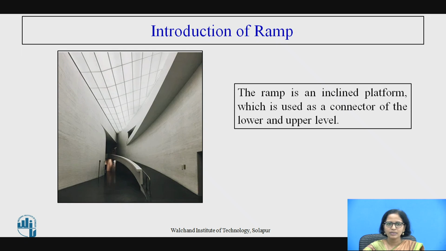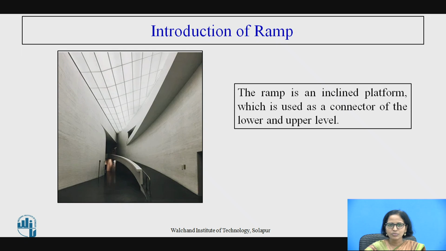Introduction of the ramp. Here in the figure you can see in the picture, this is the inclined member which is called the ramp. It is provided as a connector link to the upper and the lower floors. So easily you can climb the ramp and go to the next floor. If you see overall, the function of the ramp and the staircase is the same.